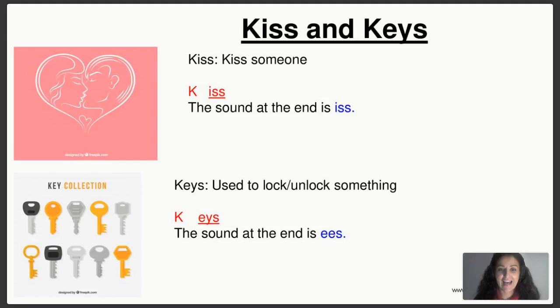Kiss and keys. Kiss, to kiss somebody, and it's the is sound. The sound at the end is is. And then keys, used to lock or unlock something. Ease, the sound at the end is ease. So we've got is for kiss, nice wide mouth, and keys, it's a softer mouth. Kiss, keys, more down here.